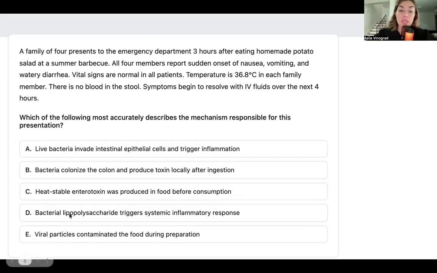LPS, which is lipopolysaccharide, comes from gram-negative bacteria. Staph is gram-positive, no LPS. E, viral gastroenteritis is possible clinically, but the setup, food left in heat, rapid onset, multiple people from one meal, points directly to Staph enterotoxin.